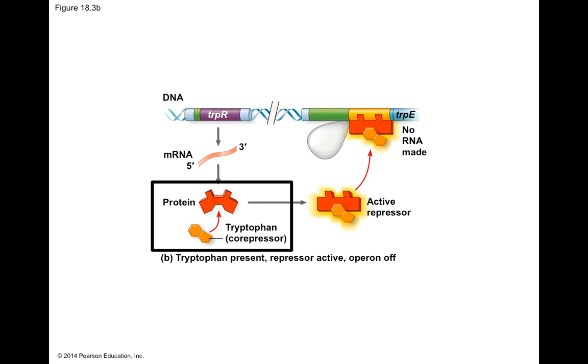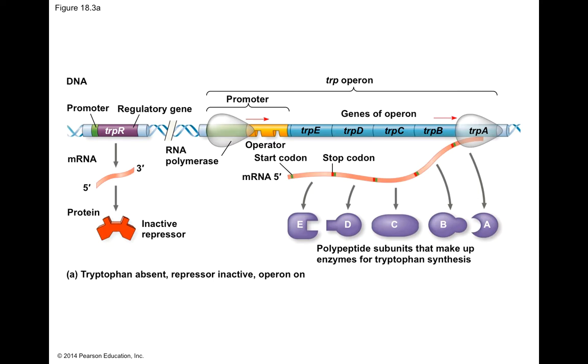So let's put it all together. Here we have the operon in its entirety. Because this is the operon involved in the production of tryptophan, it's called the trp operon.